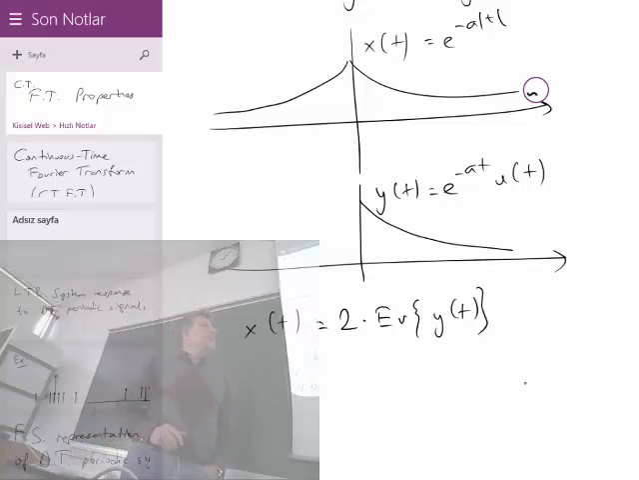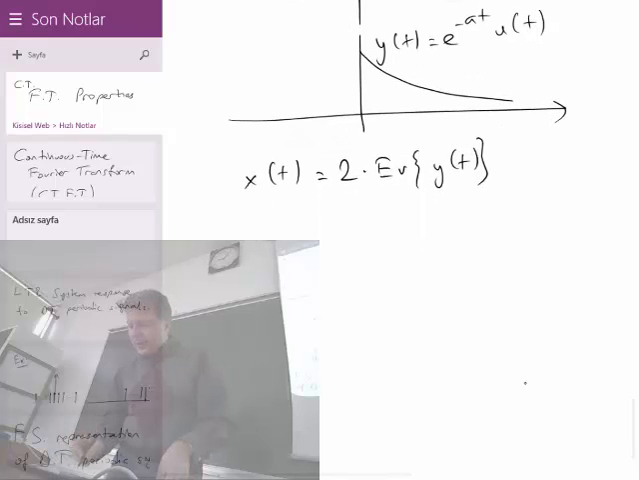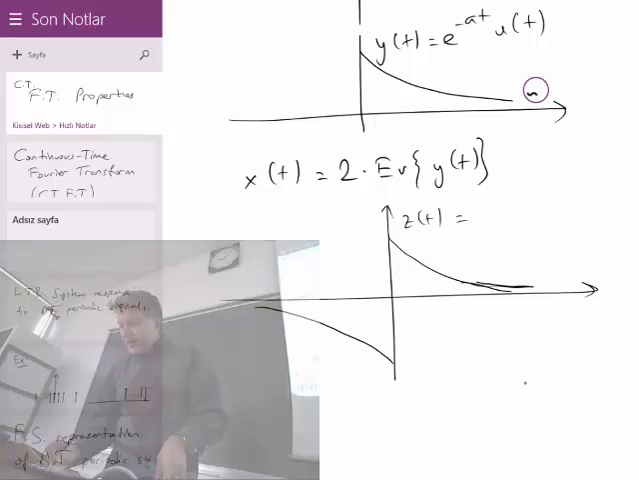Because when you take the even part of y of t, it will contain a two-tailed version, and if you take the odd part, so the even part will look like x of t, and if you try to just plot the odd part, it's going to look like this. Oops, of course not going down to infinity. Something like this. So this is, let's call it z of t, and that is the odd part of y of t.